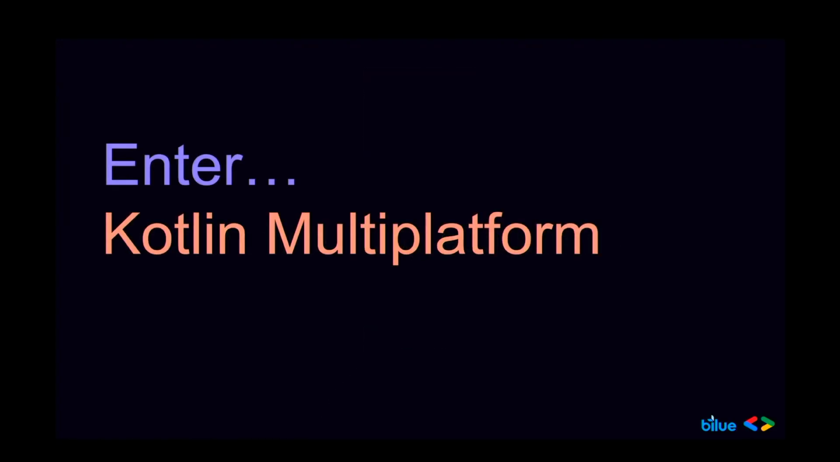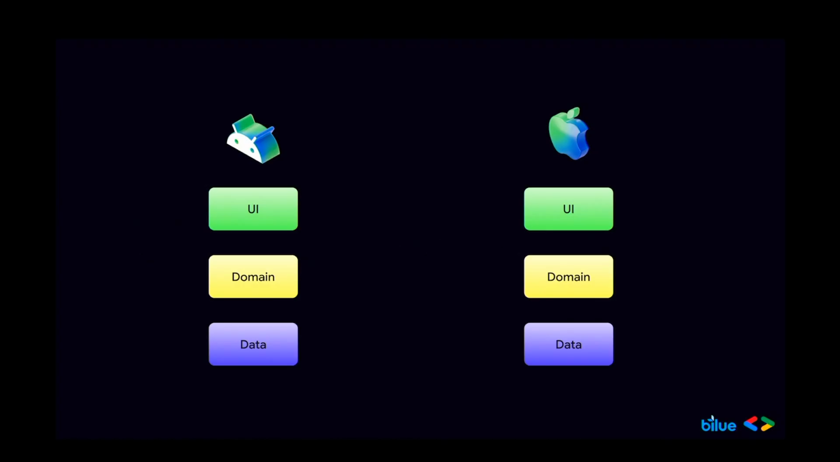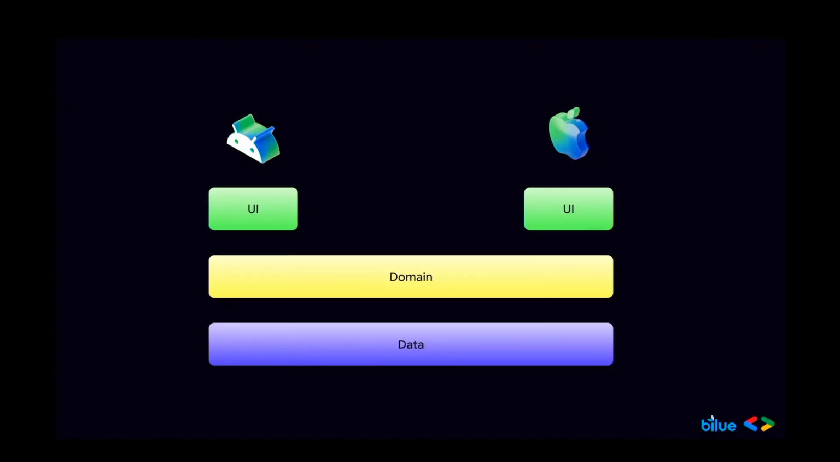Kotlin Multiplatform is the answer for me. If you don't know what Kotlin Multiplatform is, I'll take you through it now. When you're making a traditional native mobile app, you've got Android and iOS, for example. And you're going to be writing logic and code in a UI layer, a domain layer, and a data layer. And you'll be writing completely separate code for both platforms. The idea behind Kotlin Multiplatform is sharing these layers. So we can share our domain and our data, only writing this code once, and then applying it to both platforms and running it on both platforms.